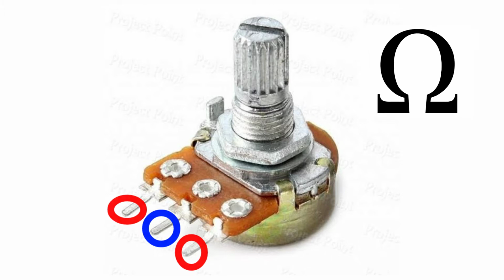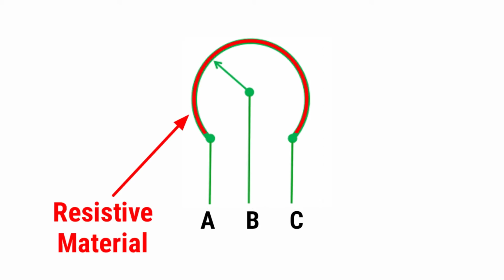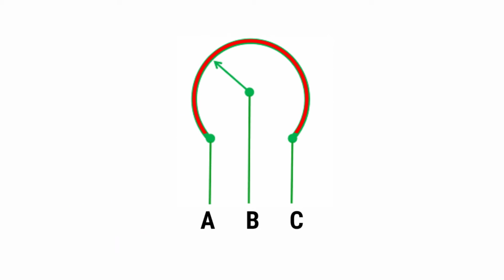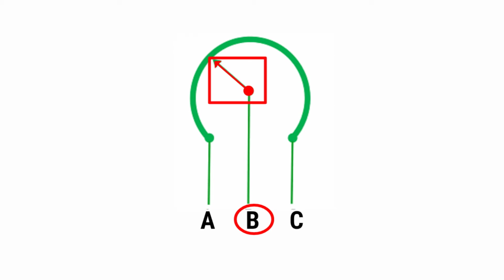Let's see how they work using an animation. Before the animation, let's have a look at its parts. A potentiometer has a resistive material of certain resistance. Ends of this material are connected to the end pins. Here, A and C are end pins. The wiper pin is connected to a sliding contact, which is depicted by this arrow.